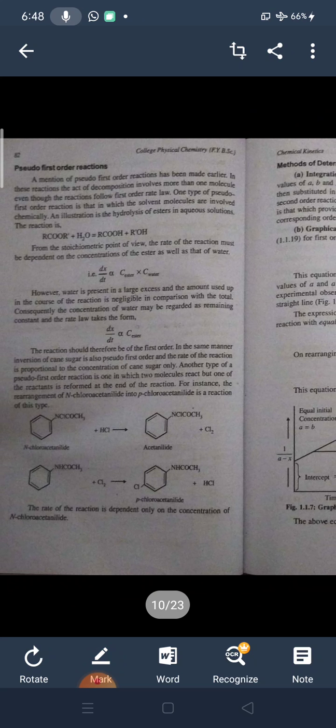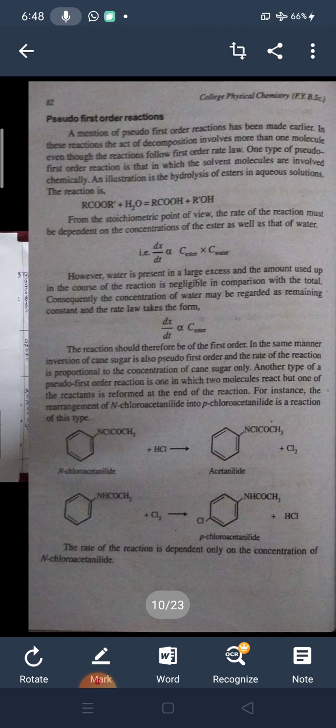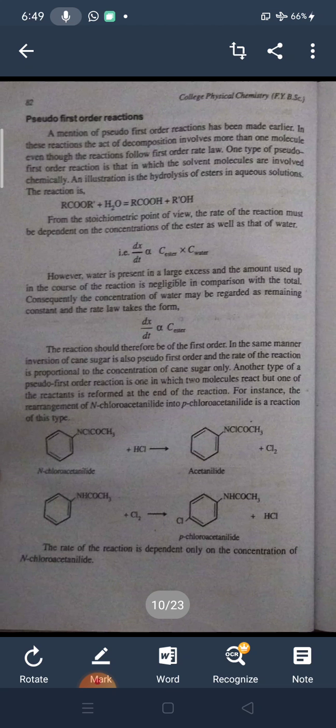In this reaction, hydrolysis of the ester that we have seen is an example of the pseudo first order reaction. In the case of the pseudo first order reaction, the act of decomposition involves more than one molecule, even though the reaction follows first order rate law. One type of the pseudo first order reaction is where the solvent molecules are involved chemically. Here the example is hydrolysis of the ester in the aqueous solution, RCOOR' plus H2O gives RCOOH plus R'OH.